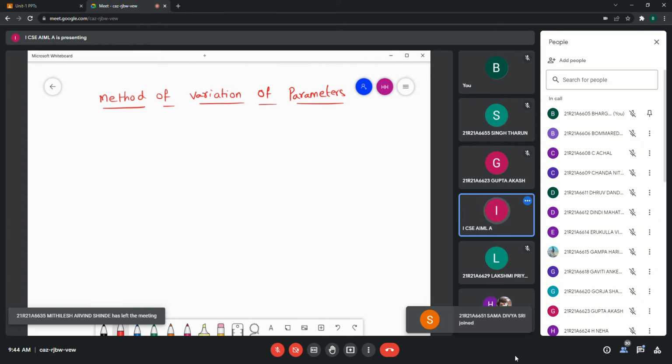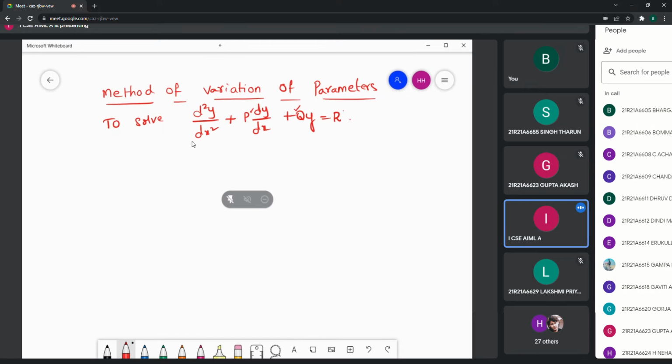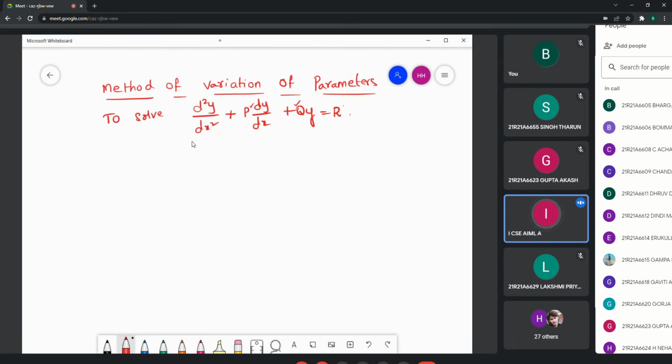See the method. This method is useful only for a second order differential equation with constant coefficients, not for more than two, only second order. This rule is applicable only for this: d²y/dx² plus p into dy/dx plus q into y is equal to capital R. This is the second order differential equation with constant coefficients, where p and q are constants and the capital R is any function of x. This differential equation is what we have to find a solution for.